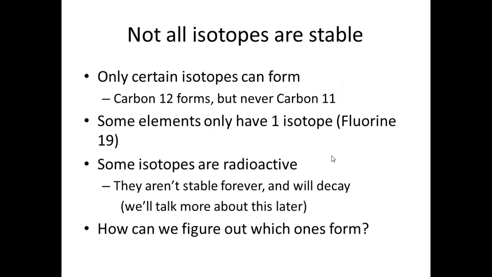So not all isotopes are stable. Only certain ones actually form. So like carbon 12 forms, but never carbon 11. Some elements have one isotope, like fluorine. There's only fluorine-19. Some isotopes are radioactive. They only exist for a certain amount of time, and then they break apart. So how can we figure out which ones form?